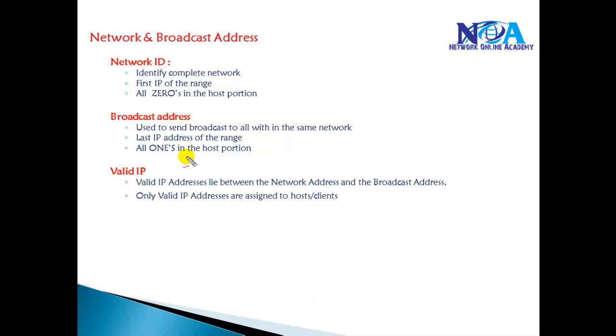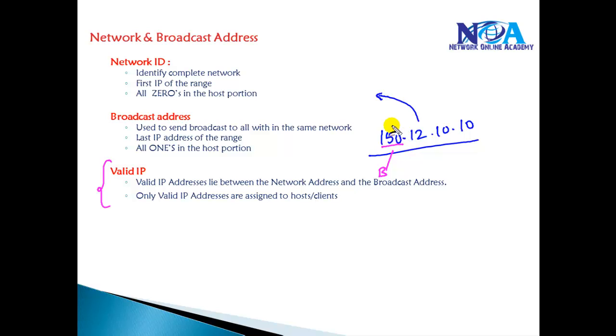Now whatever the remaining addresses coming in between are all referred to as valid IP addresses. So let's take one example here. If I try to write one address, I'm going to write 150.12.10.10. If the question asks you what is the network ID for this, the first thing we need to identify is the class. It's a B class address.